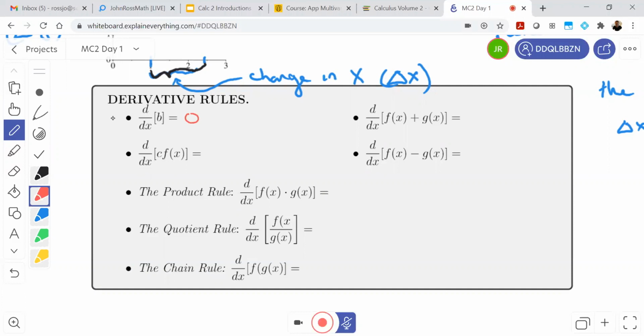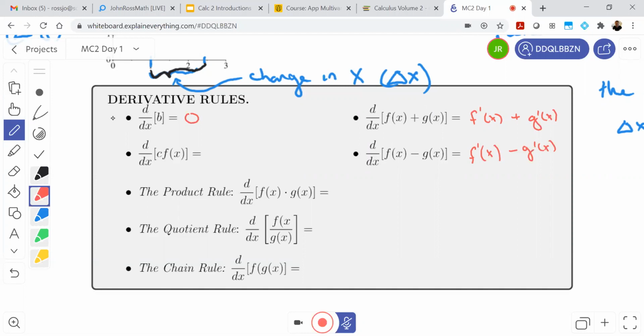The rate of change of two functions added together, so the derivative of f of x plus g of x, this will be the derivative of the first, so I'll just say f prime, plus the derivative of the second. The derivative of a difference is going to be exactly the same, so the derivative of f minus g is just f prime minus g prime.